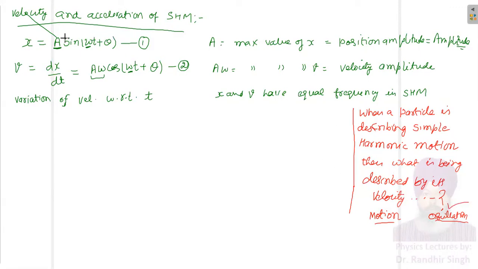So please see that this equation is of SHM, simple harmonic motion, but this equation is of SHO, simple harmonic oscillation, because velocity is a physical quantity and position can be related to an object. Position is of the object, velocity is also of the object, but velocity is changing its values, so it is simple harmonic oscillation.